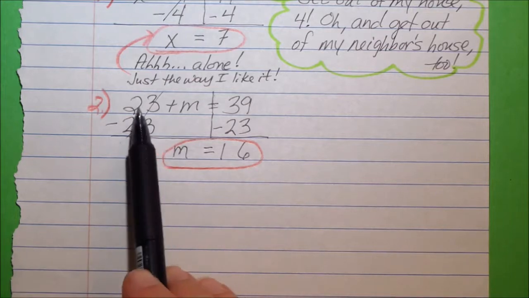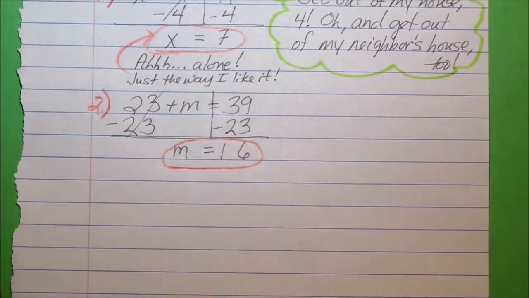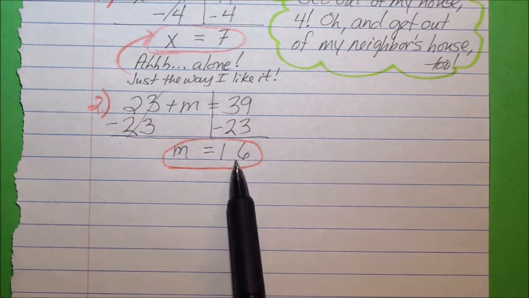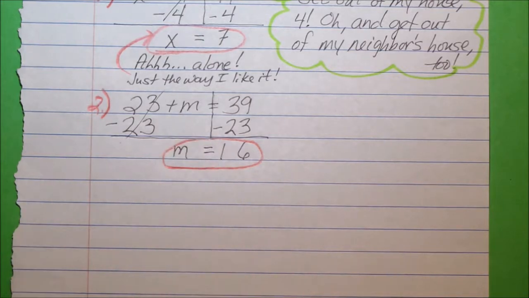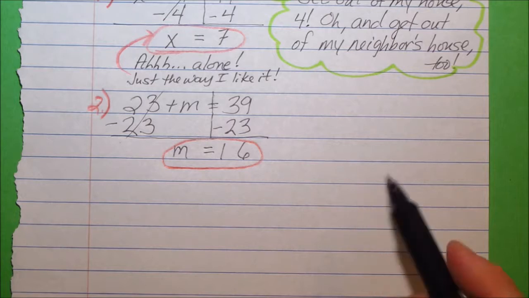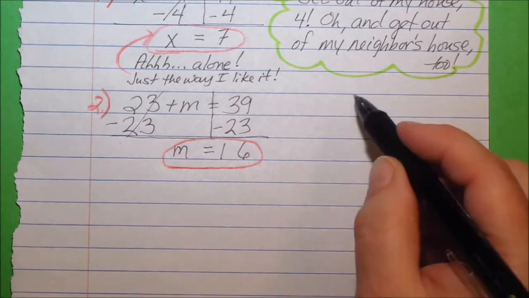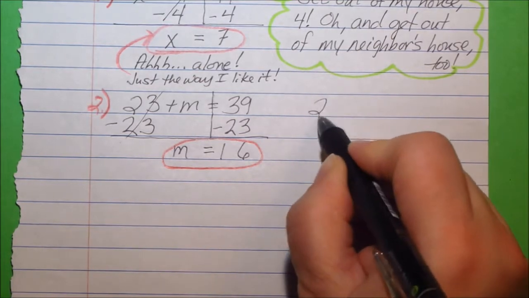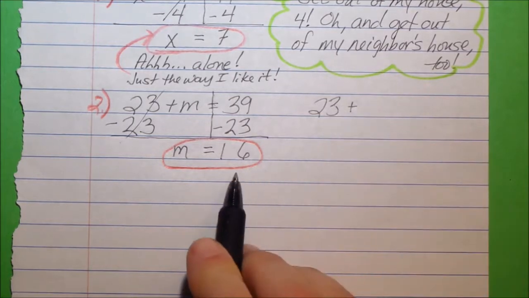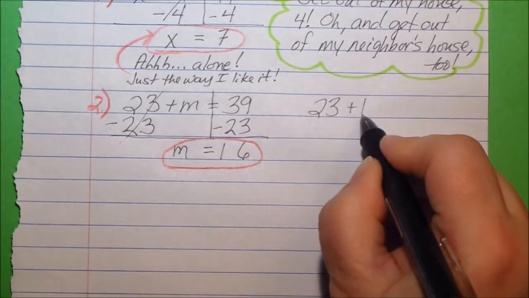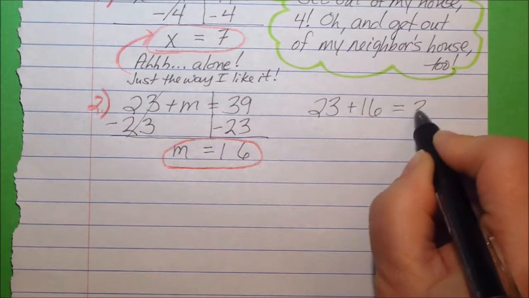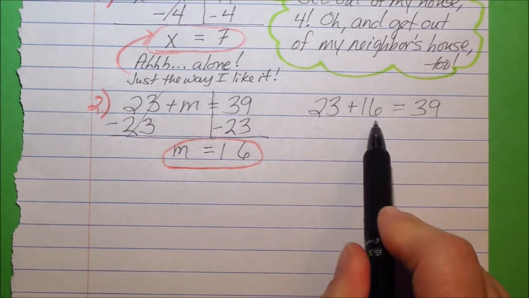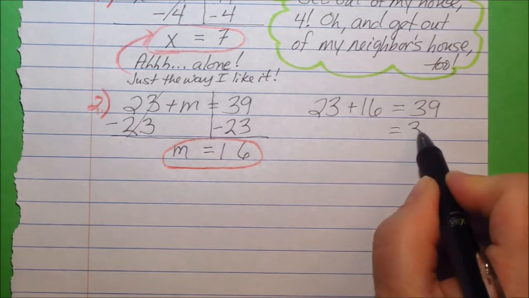And the way I do it is to rewrite this expression exactly like it's written, only now I'm going to plug in 16 for M and check to see if they actually are equal. It's like the evaluate process that we did in lesson 3.3. All right? Okay, so 23 plus, insert 16 for M, 16 equals 39. Let's get my equal sign in 39 here.